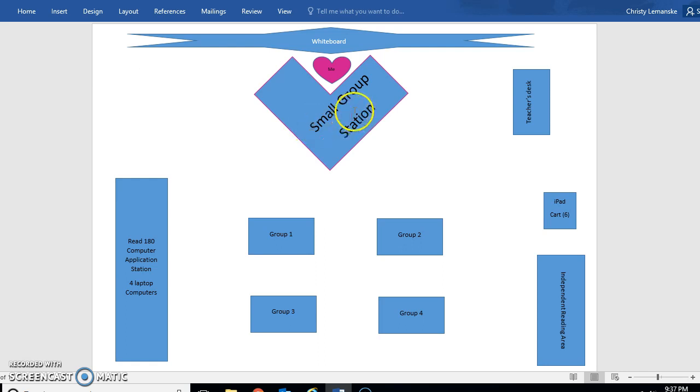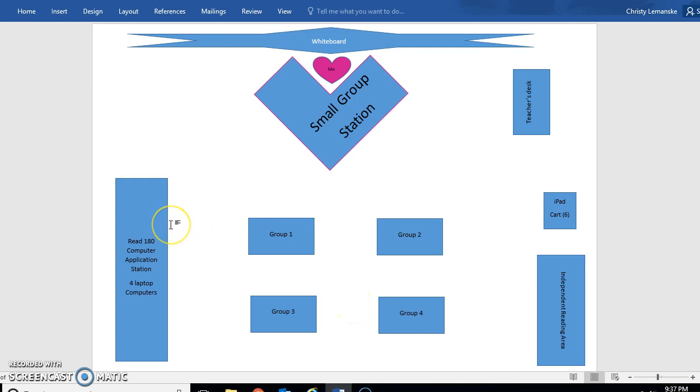The layout of the classroom in this blended learning model has at the front of the classroom the focus on the small group station that I have. I have a kidney-shaped table with me sitting there as the facilitator, leader, guide in that small group station. The students sit in groups with their chairs together, and I have 4 different groupings that they sit in.